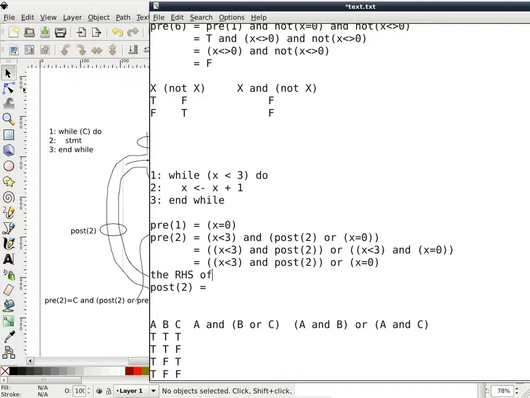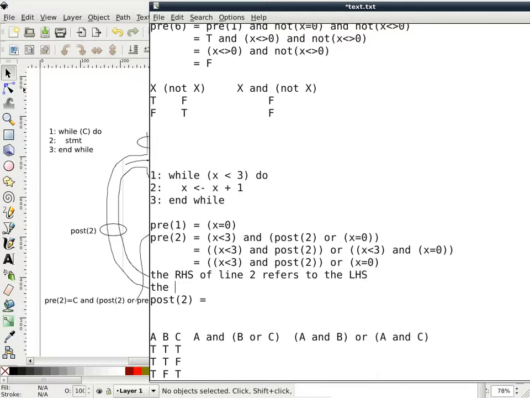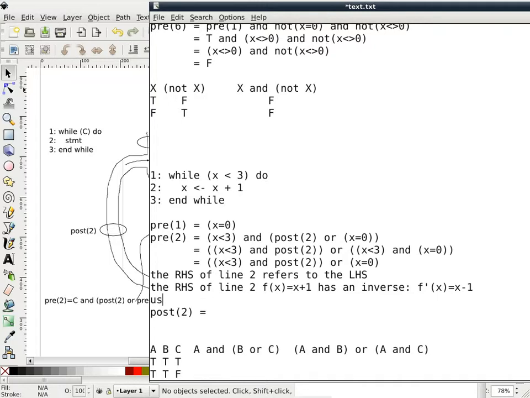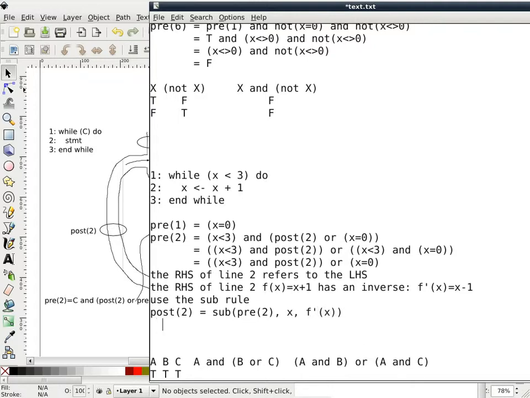The right-hand side of line 2 refers to the left-hand side. The right-hand side of line 2, f of x is x plus 1, has an inverse. The inverse is f prime of x is x minus 1. That's how we invert, adding 1. So use the substitution rule. We know how to use the substitution rule. Whatever is in post 2, we want to replace all occurrences of x with the inverse function of f applied to x. That's the template.